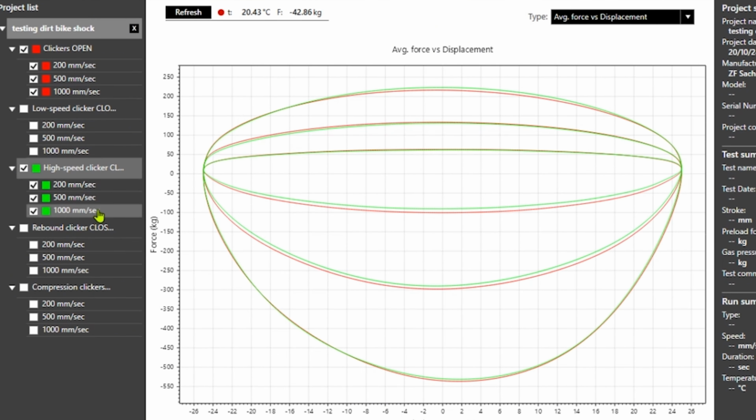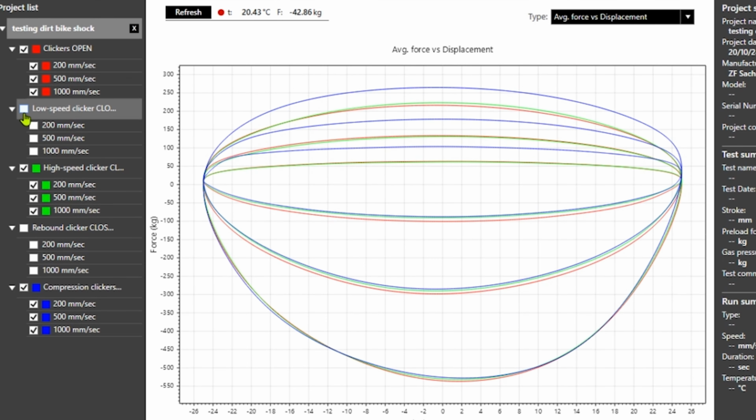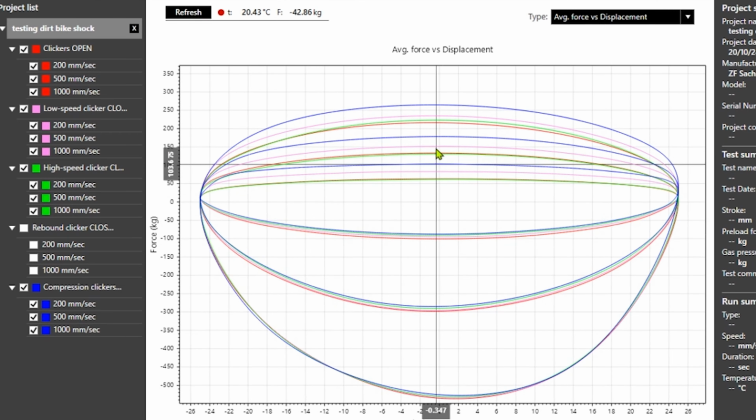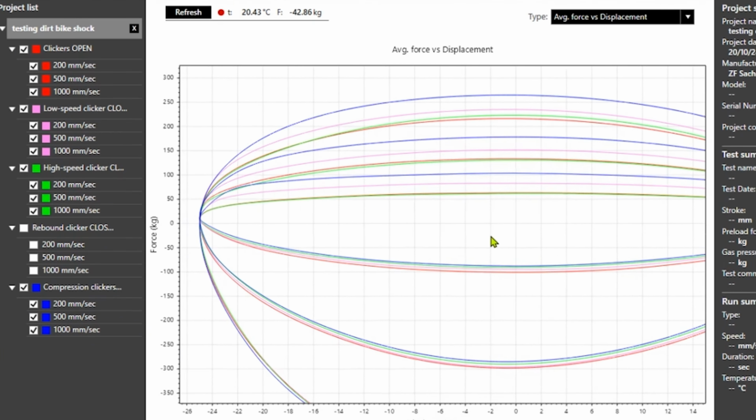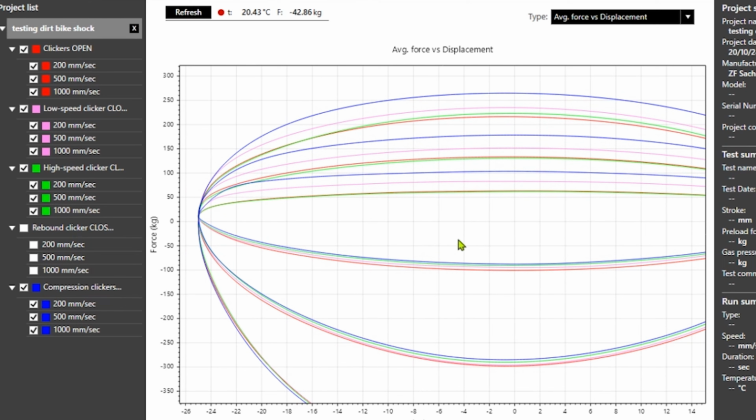Not quite. By selecting the test with both the low-speed and high-speed compression damping clickers closed, we have a very different picture of this shock's ability to generate damping. As we can see with all the compression adjusters tests on display, with both compression adjusters closed, the shock provides a considerable amount of compression damping compared to any other configuration.